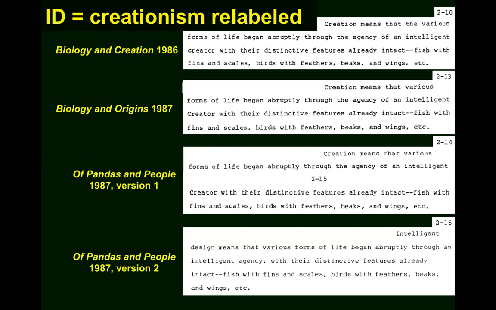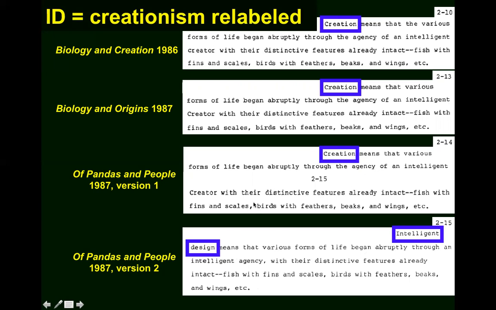We actually had drafts of the intelligent design book, drafts that I had helped discover. These were unknown drafts. You can read articles about how this happened. It was quite a bizarre instance of historical deduction. But basically, if you look at the drafts of this book, you can see that the published version uses the term intelligent design, but the older versions of this book use the word creation or creationism instead. So instead of "intelligent design means that various forms of life began abruptly through an intelligent agency," the earlier version said "creation means that various forms of life began abruptly through the agency of an intelligent creator," right?